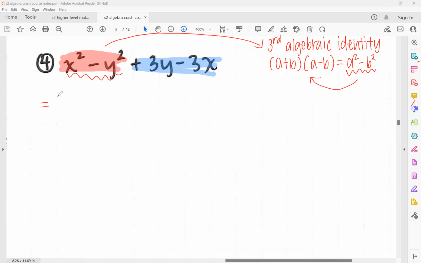You forget something. Yes, open bracket, x plus y, close bracket. Open bracket, x minus y. Yes, there you go. Okay, next, Hui Xian, I want you to do the one in blue.